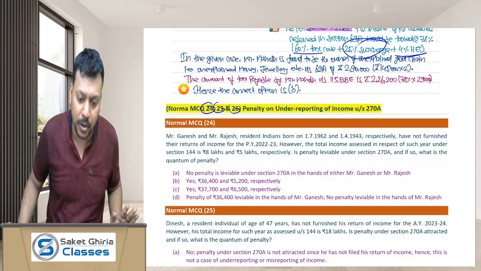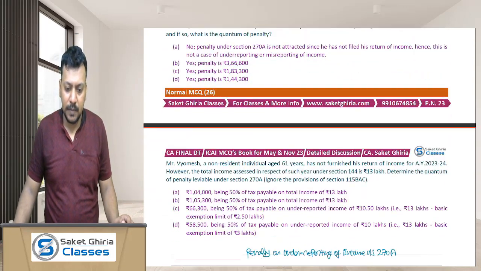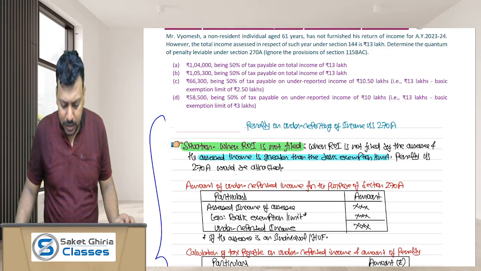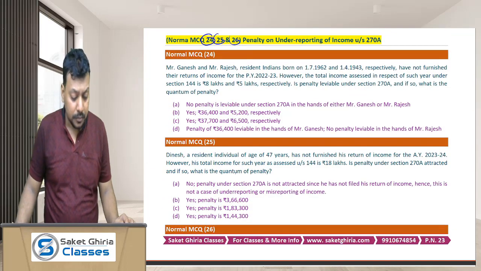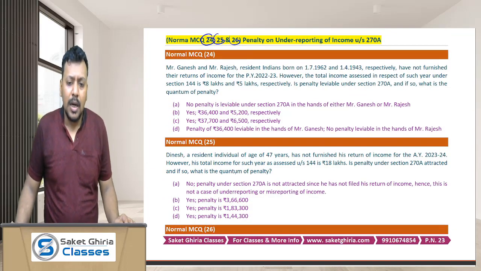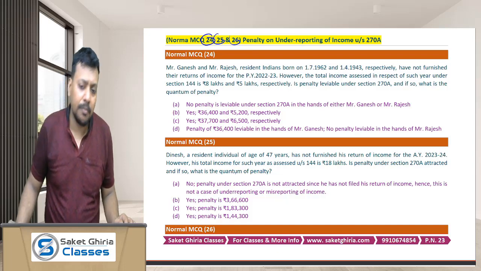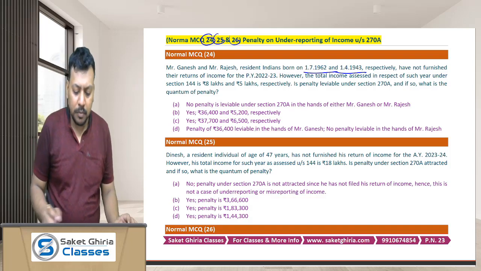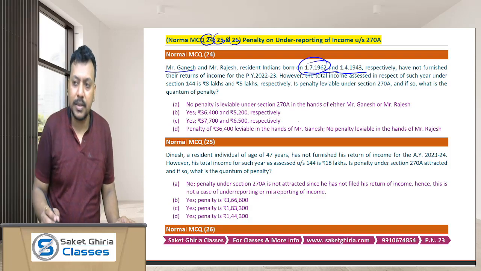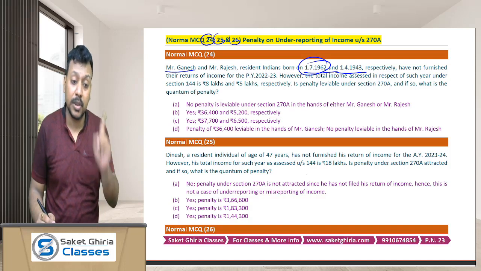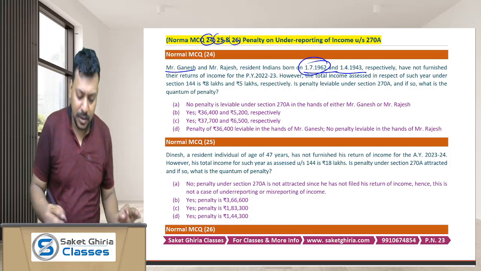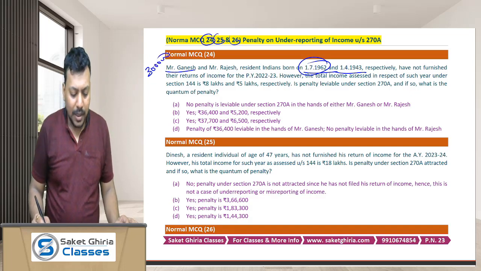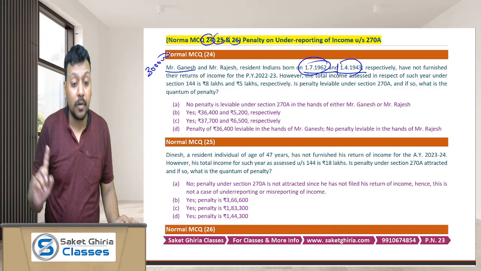I hope the provision is clear to you. The detailed explanation is given here, so you must read this. So this is the complete background. Starting with question number 24. Mr. Ganesh and Mr. Rajesh, resident Indians born on 1/7/1962 and 1/4/1943. Dear, if you talk about Mr. Ganesh, he is born on 1/7/1962, which means he is 60 years or more in the previous year 22-23. So the basic exemption limit in the case of Mr. Ganesh is rupees 3 lakh. And if you talk about Mr. Rajesh, he is born on 1/4/1943, which means 80 years.